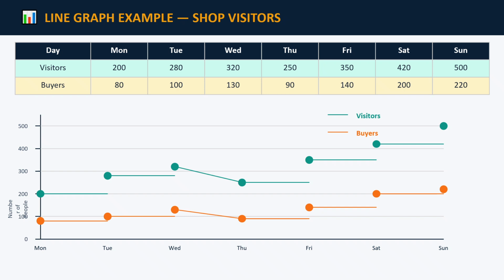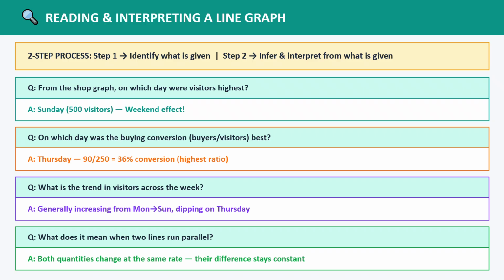We can also compare two things, like visitors and buyers, on the same graph. Now comes the most important part, reading a graph. We first understand what the graph shows, then we interpret it. For example, which day had the highest visitors? Which day had the best buying ratio? Is the trend increasing or decreasing? If two lines run parallel, it means both values are changing at the same rate.